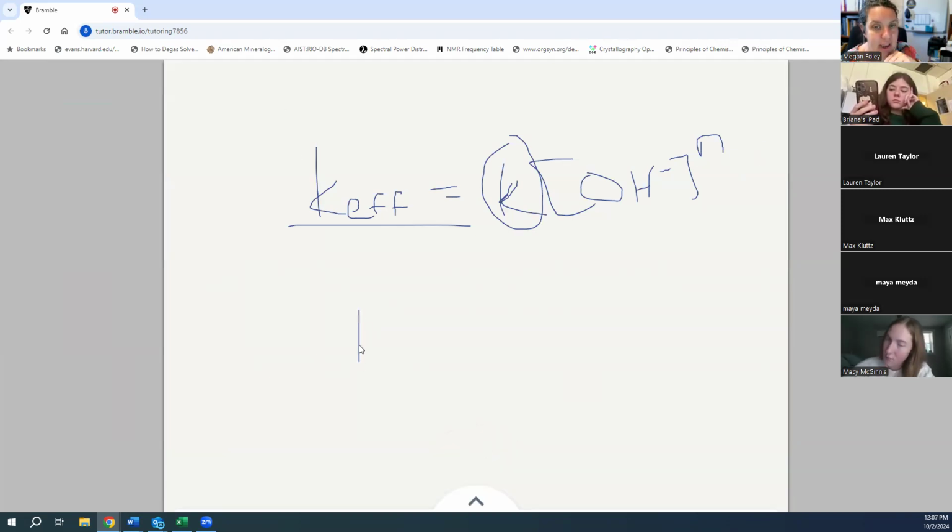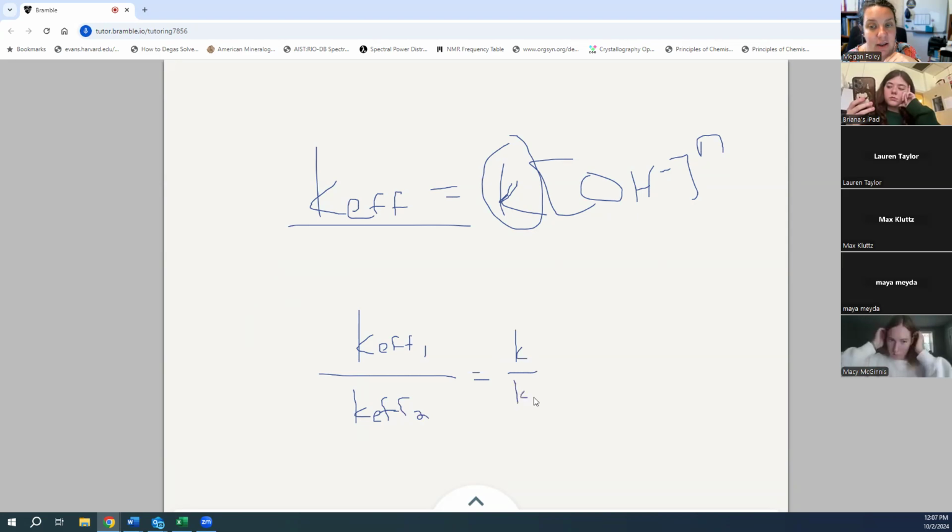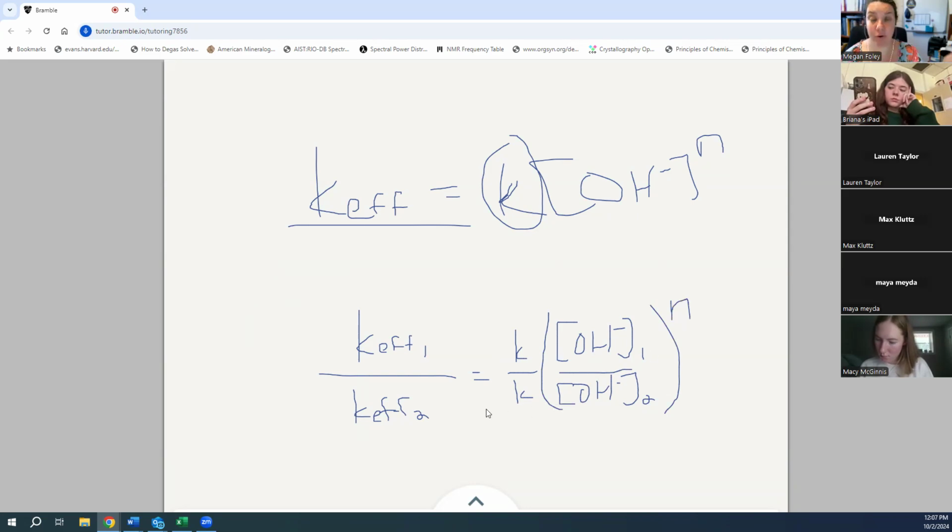So what we're going to do is take our K effective from experiment number 1, divide it by our K effective for experiment number 2. We're going to set that equal to K over K, and then times our sodium hydroxide concentration for experiment number 1, divided by our hydroxide concentration for experiment number 2, and all of this will be to the n. As I said earlier, our K values are constant, so those will cancel out. And we'll just be left with K effective 1 divided by K effective 2 is equal to sodium hydroxide concentration 1 divided by sodium hydroxide concentration 2 to the value of n. And n is what we're solving for.